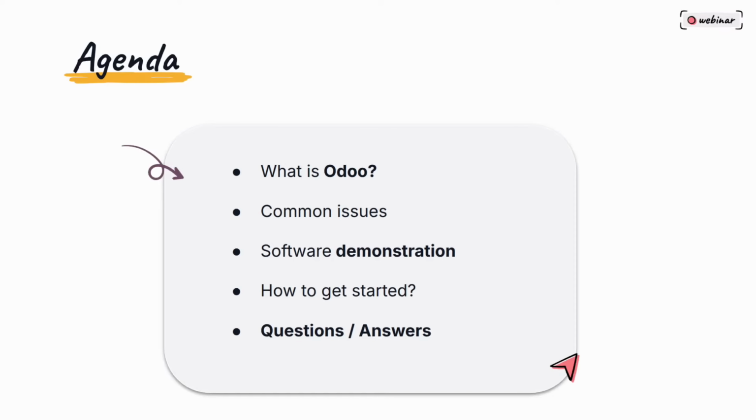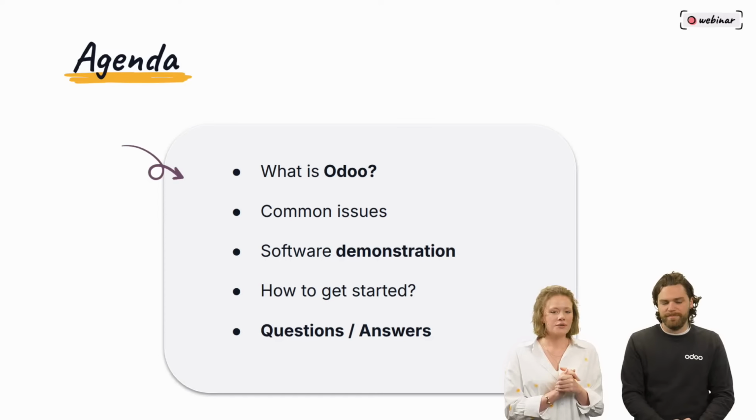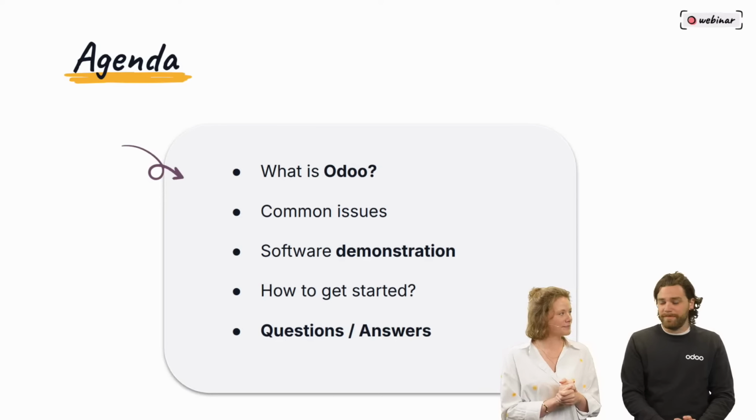So here we're going to focus on the gardening business in Odoo. So we'll first talk about what is Odoo as a company, as a software as well. So apart from the specific industry for today, we'll talk about the common issues you could have as a gardener, landscaper as well. Then we'll dive into the demonstration, which is the main part of the webinar for today, and then how to get started, of course, if you're interested in using Odoo for your activity. And then quick Q&A, so you always have the possibility to write your questions, and we'll dive into this at the end as well.